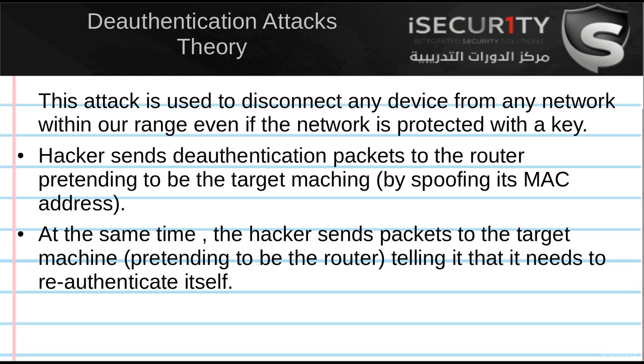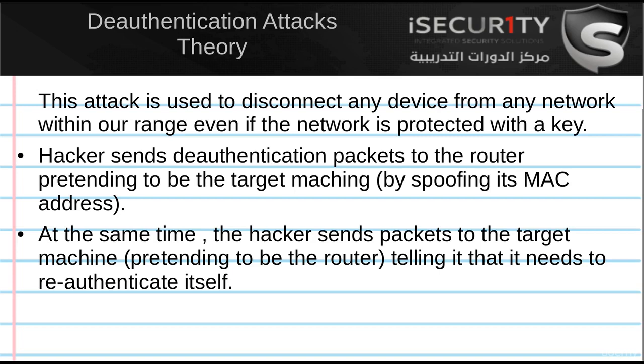To do this, we're going to spoof our MAC address to the target client MAC address. The target client is the client that we want to disconnect. We're going to pretend to be him, and we're going to send a deauthentication packet to the router, telling the router, I want to disconnect from you. At the same time, we're going to spoof our MAC address to the access point's MAC address, the router's MAC address, and tell the target client, you need to re-authenticate yourself. When we do this, we're going to successfully disconnect the target client.